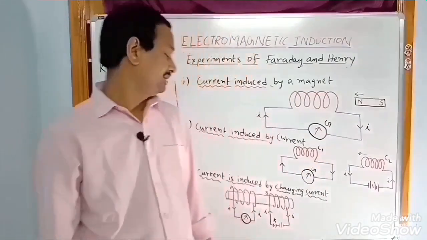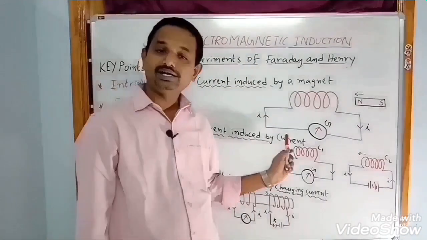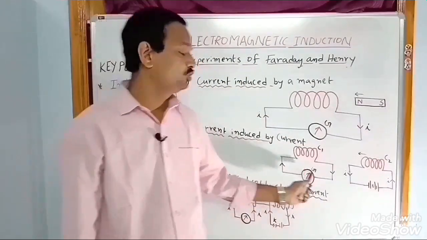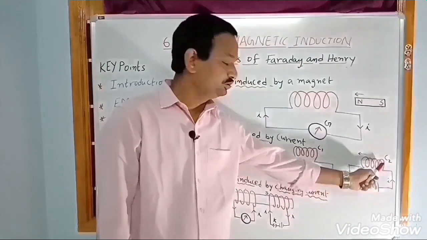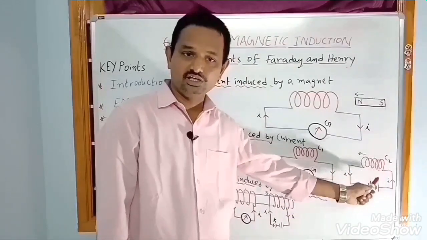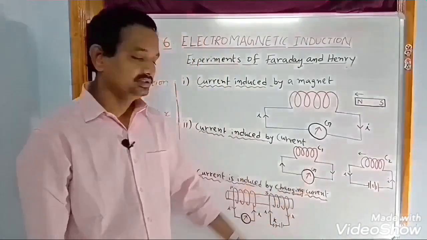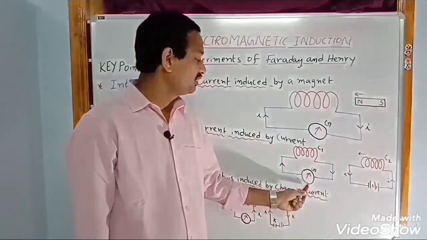And the second experiment, current induced by current. Here we have two coils. One coil is connected to the cell, that is C2, which is carrying current, and another coil is C1, which is connected to the galvanometer.